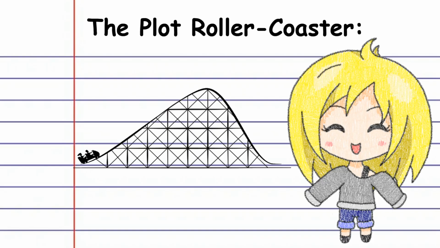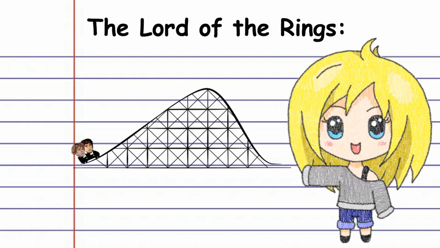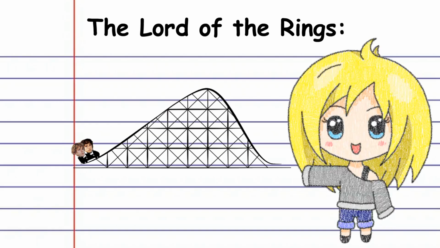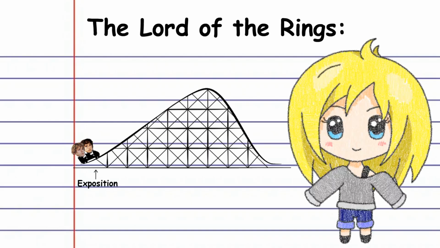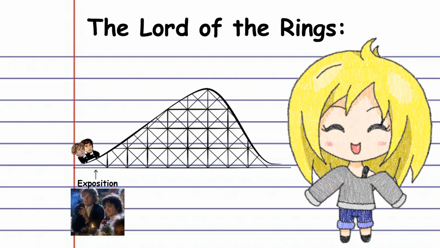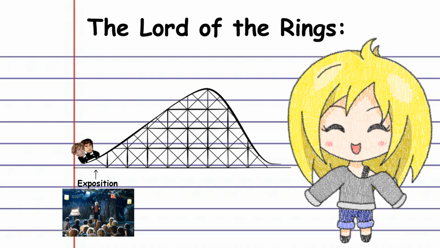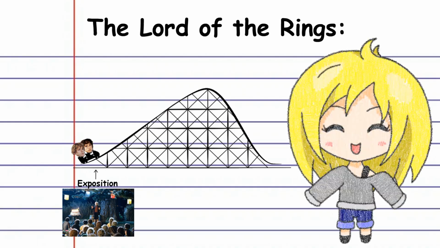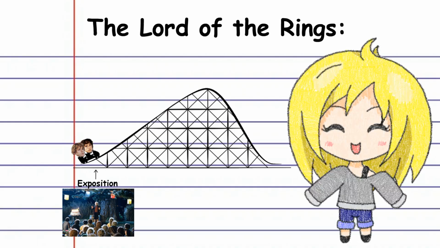So let's have a look at an existing novel to see how the plot roller coaster works in practice. The Lord of the Rings is a prime example of a trilogy that perfectly follows the plot roller coaster. First of all, we have our exposition. Frodo is just chilling in the Shire, hanging out with Sam. They are celebrating Bilbo's 111th birthday. Everything is fine. Life is good.